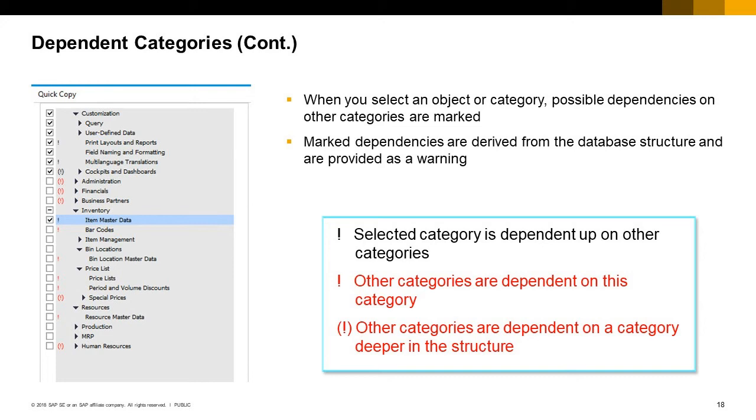When you see a category marked with red parentheses, this indicates that the possible dependencies are deeper in the category structure. You can expand the category to see the dependent objects within its structure. In the example, the administration, financials, and business partners categories possibly have dependencies on the selected category, at a deeper level within the category.